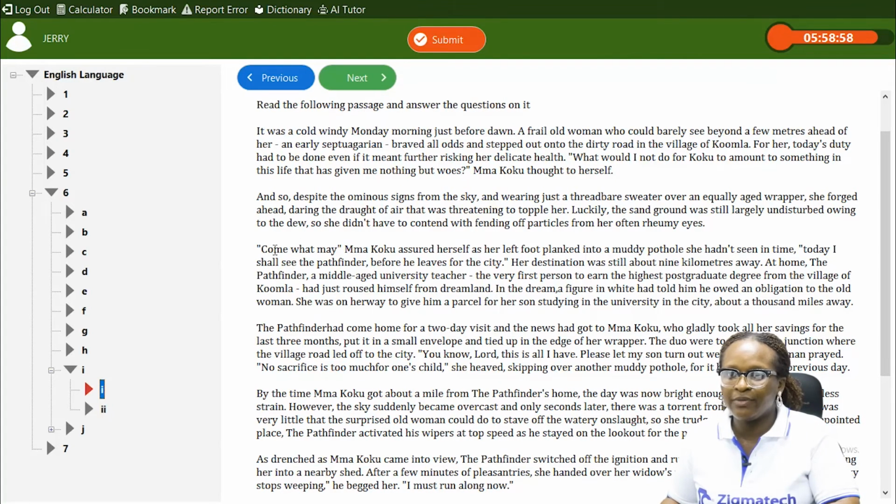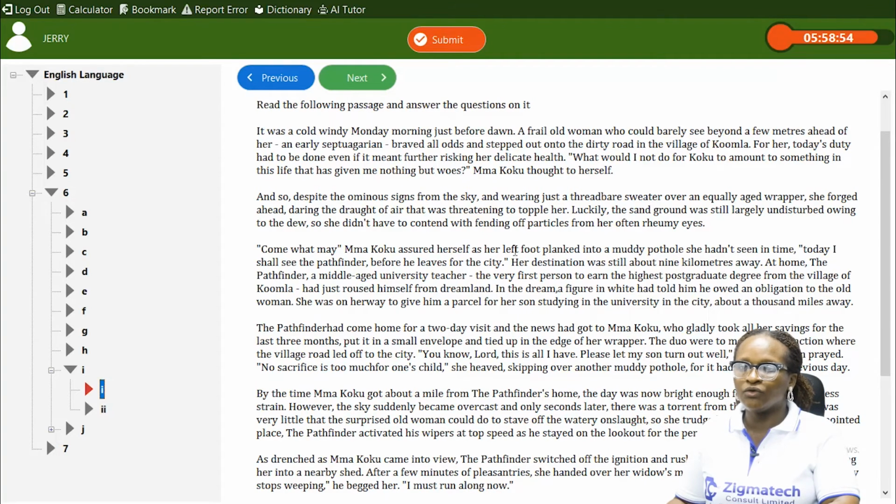All right, let me just read paragraph 3 and see what is there. Come what may, Mmakoko. Okay, today we shall see the pathfinder. Kilometers to the village. Please be patient with me. You will not regret. All right, I'm still looking for it. I'm yet to find it.